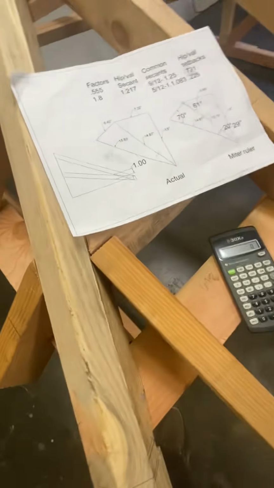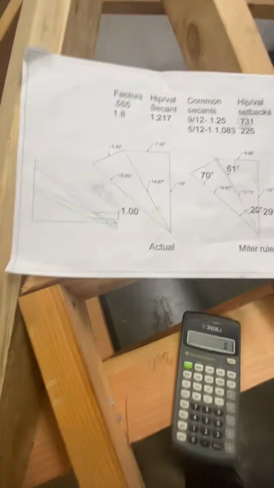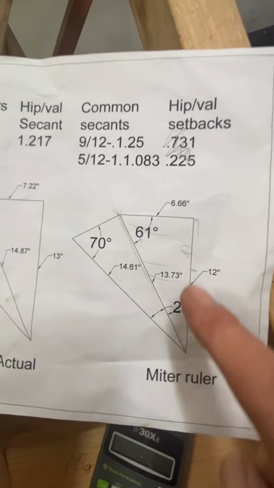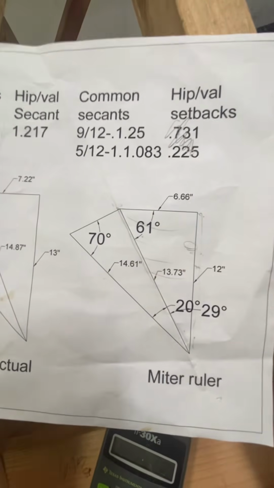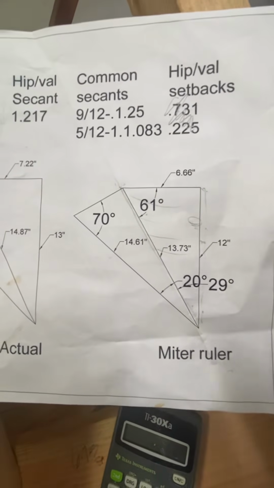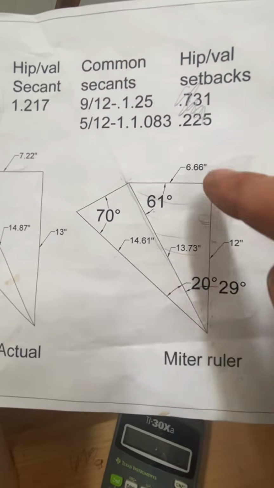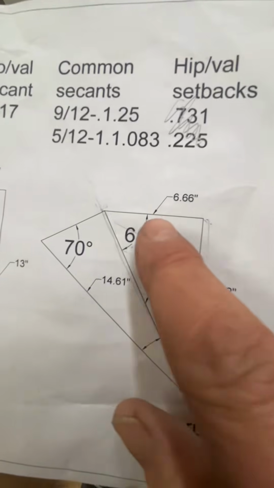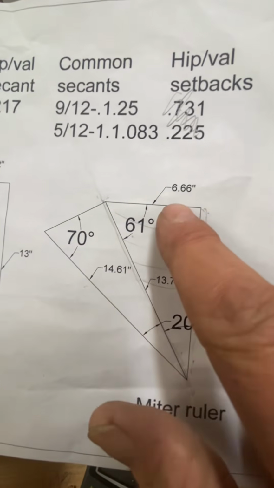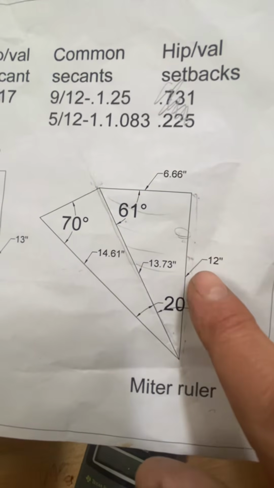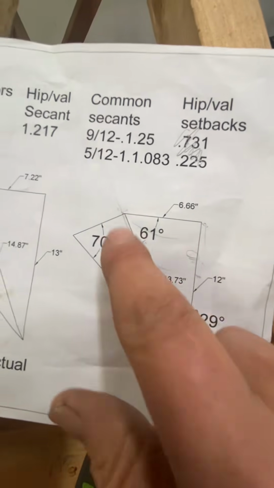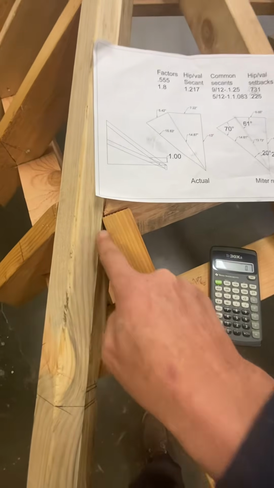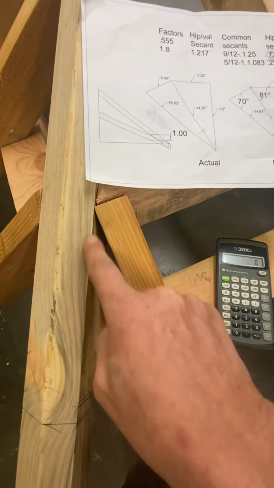And that's where the factors come in, irregular roof framing, which we haven't talked that much about. This is the miter ruler, which you'll see on this YouTube channel a lot. And I can go over it again, but you'll see how it says the short side is 6.66 and the long side is 12. That's this hip, this triangle essentially in plan view.